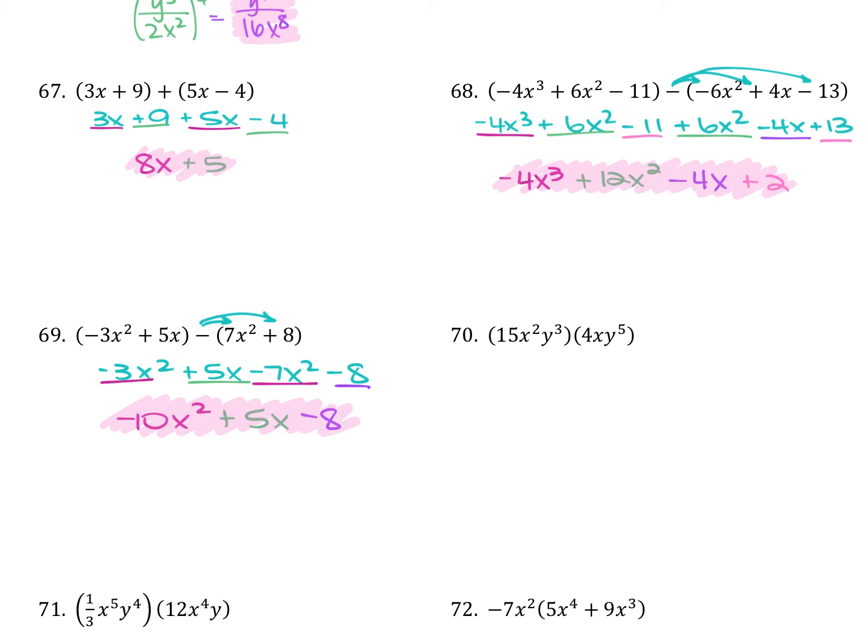For 70, you have 15x squared y cubed times 4xy to the 5th power. That x that's with the 4 has a power of 1. So when you multiply these two, you're going to multiply your coefficients. So you'll do the 15 times the 4. Then you're going to add the powers with the same base. So x squared times x is x to the 2nd plus the 1st. Then y to the 3rd times y to the 5th is y to the 3rd plus the 5th. So this just gives us 60 x cubed y to the 8th power.